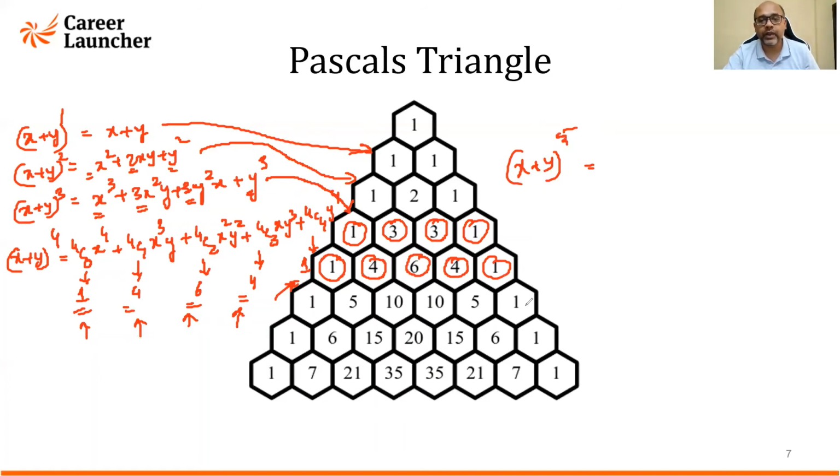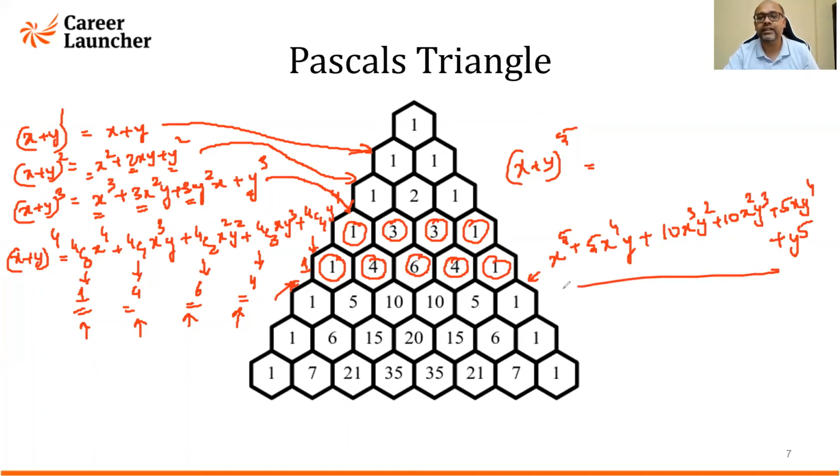How will it be? Look at this. This is your power 5. So it should be x power 5 plus 5x power 4 y plus 10x cube y square plus 10x square y cube plus 5x y power 4 plus y power 5. You can straight away write this expansion if you remember this layer in Pascal's triangle. And similarly power 6, power 7 and so on and so forth.